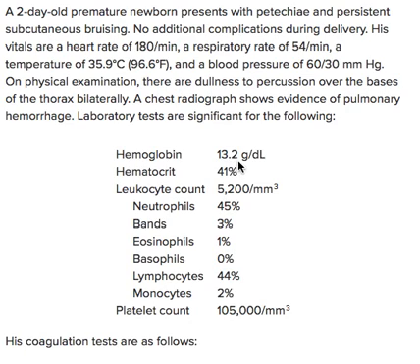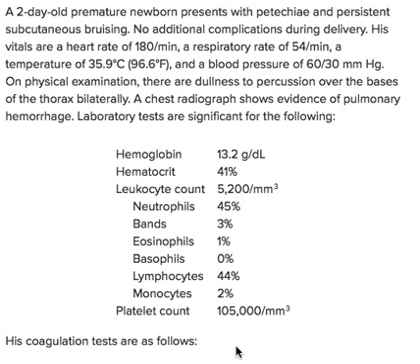Hemoglobin 13.2 gram per dL, hematocrit 41%, leukocyte count 5200, neutrophils 55%, bands 3%, eosinophils 1%, basophils 0%, lymphocytes 44%, monocytes 2%, platelet count 105,000 per millimeter squared to the third.